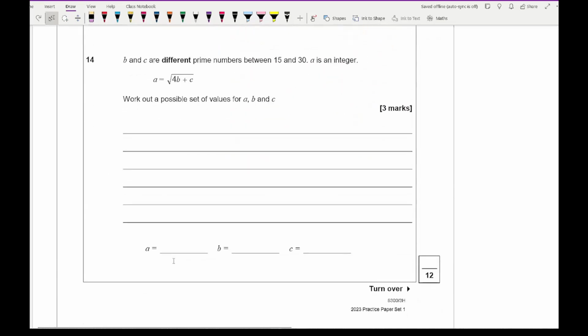Moving on to question 14, it says B and C are different prime numbers between 15 and 30. A is an integer, and we've got this expression here. And the question is asking us to work out the possible set of values of A, B, and C. Well, for starters, let's write down the primes between 15 and 30. And they are going to be 17, 19, 23, and 29.